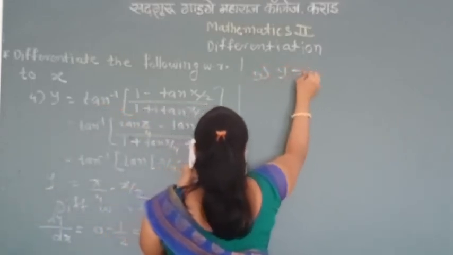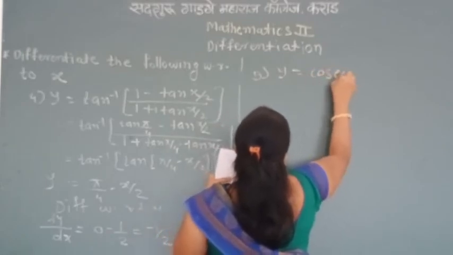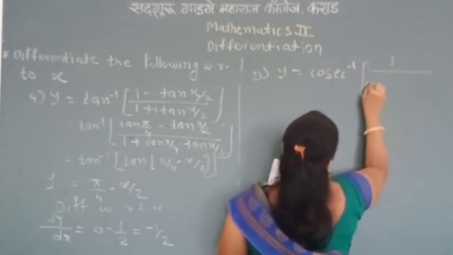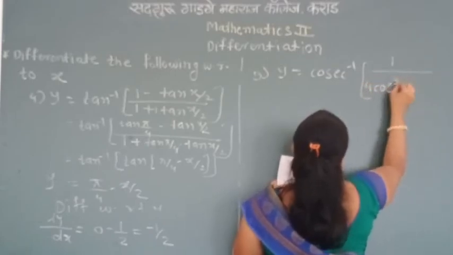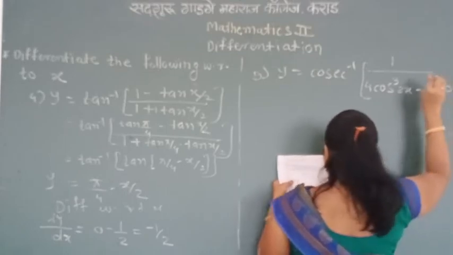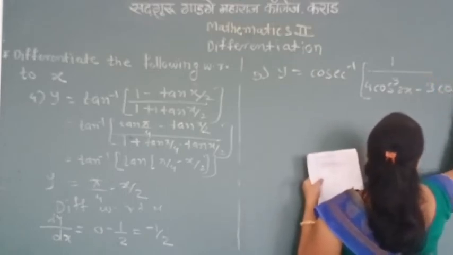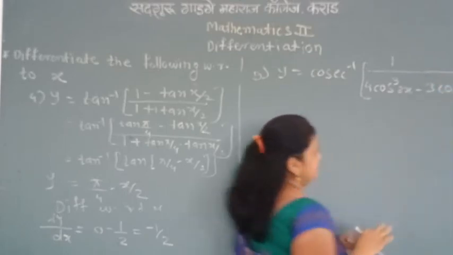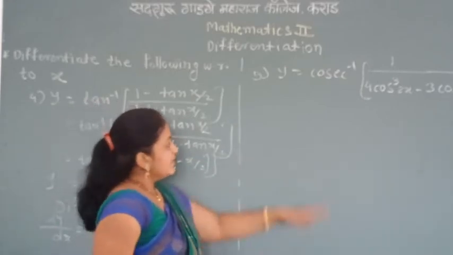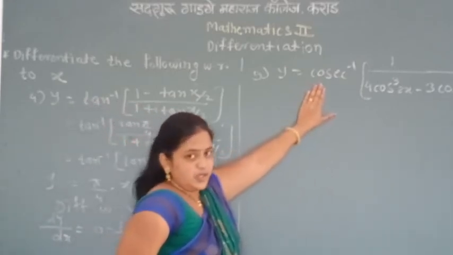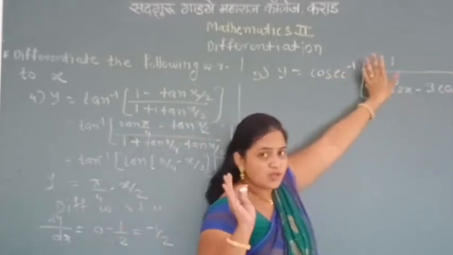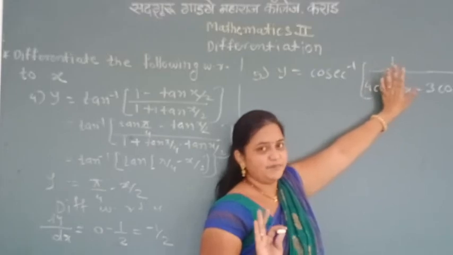Y is equal to cos inverse of 4 cos cube 2x minus 3 cos 2x. So again, what is your aim? This is cos inverse. So your aim is this term we can convert into cos x or sec term.